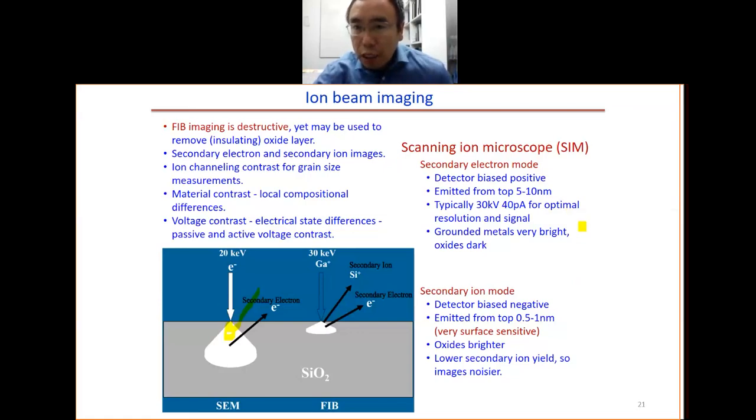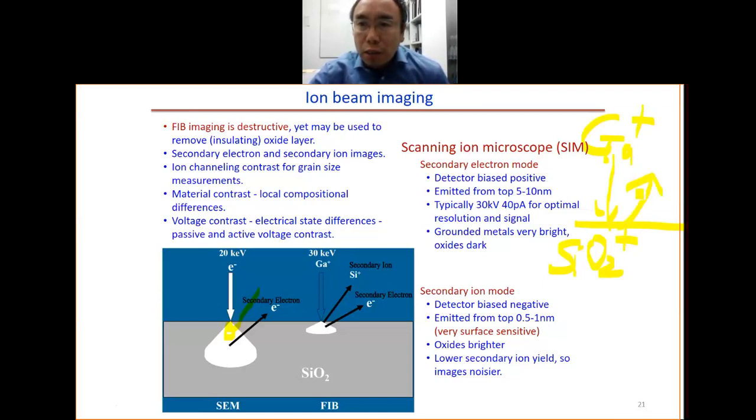If we draw it here, you have the oxide, the silicon dioxide. When the ion beam comes in, we have the gallium ion beam. The gallium ion beam is positively charged. As a result, the substrate will be positively charged. Then the signal electrons, the secondary electrons, will be pulled back. These negatively charged electrons will be pulled back by this positive charge. As a result, the oxide will be dark.